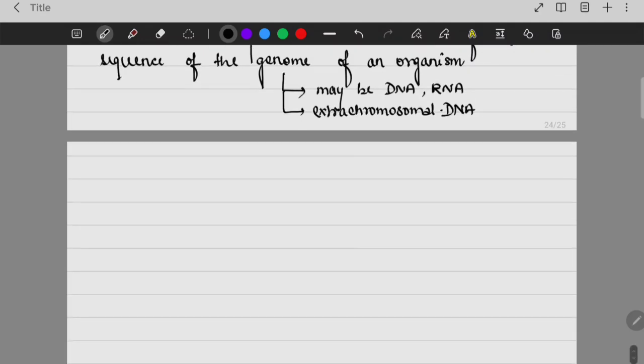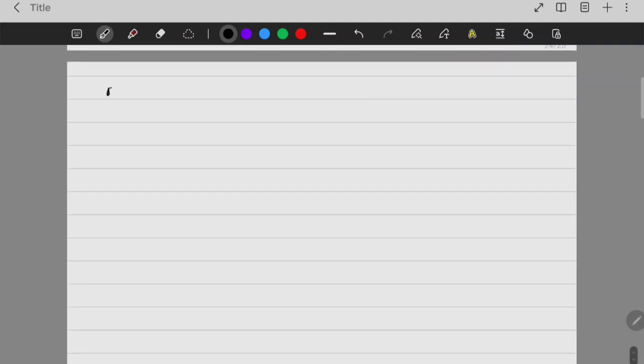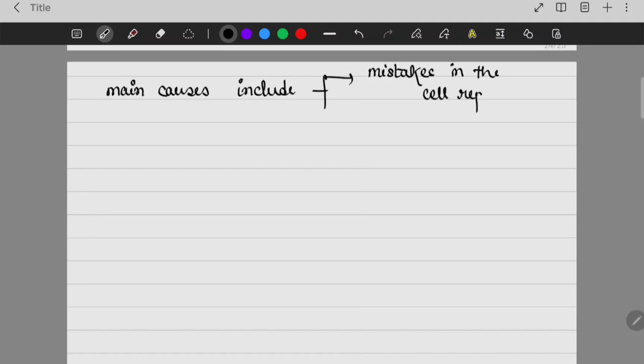Now, what are the causes of mutation? Mutation can be caused mainly by two reasons: one, mistakes in the cell replication, and another one is environmental factors. Main causes include mistakes in the cell replication or environmental factors.